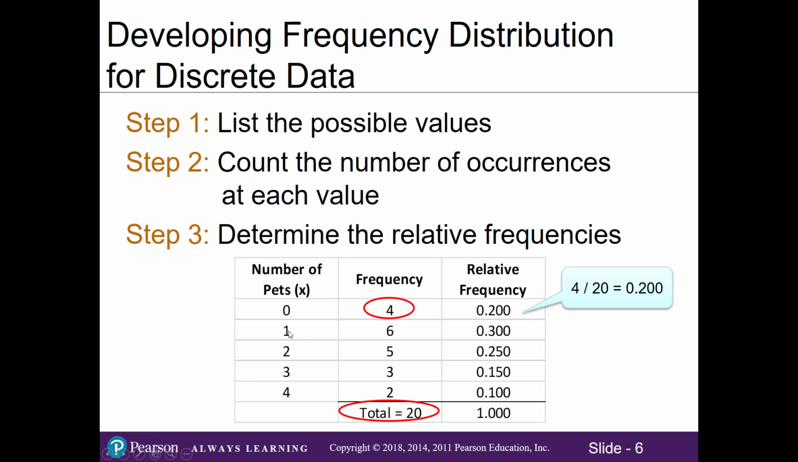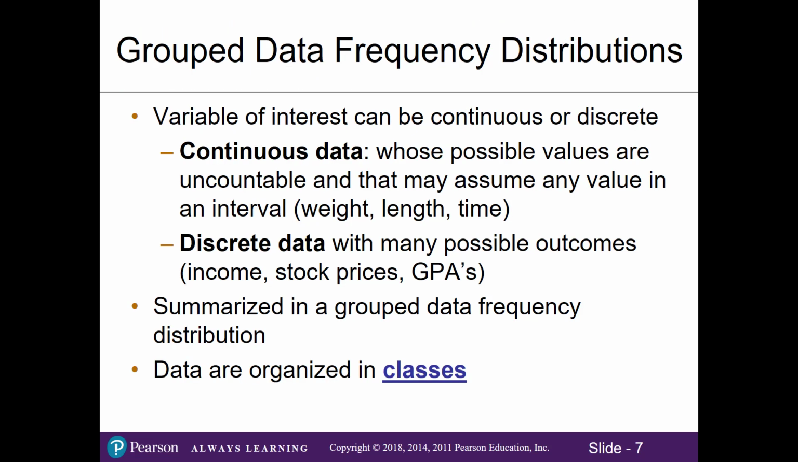In this case, how many people said 1 pet? We'll take 6 divided by 20 gives us 0.3. How many people said 2 pets? We'll take 5 divided by 20, that gives us 0.25, and so on. When you add all of the relative frequencies together, it should equal 1. That way you know that you've done it correctly. If when you total them up it does not equal 1, then you may want to go back and double check your math.